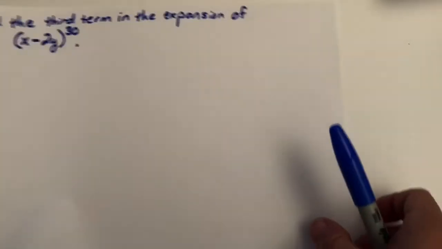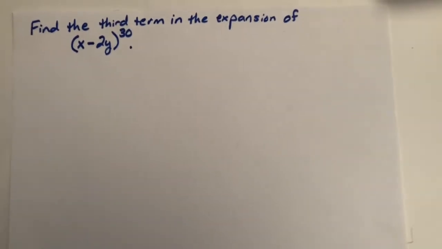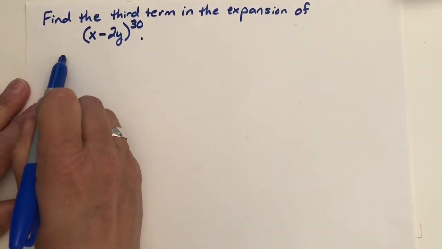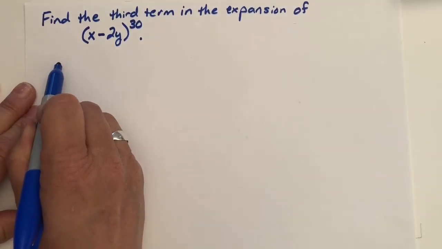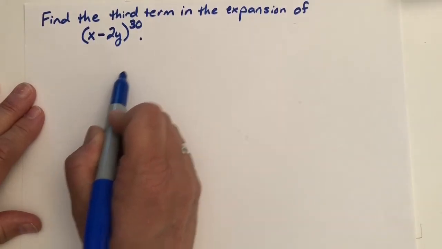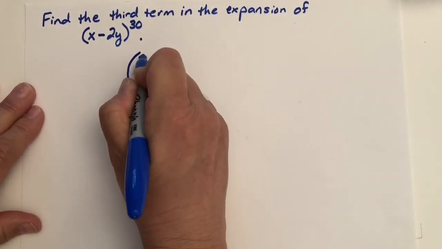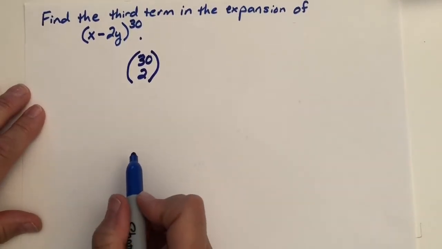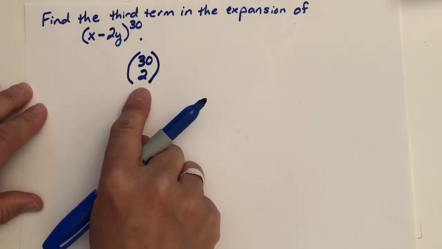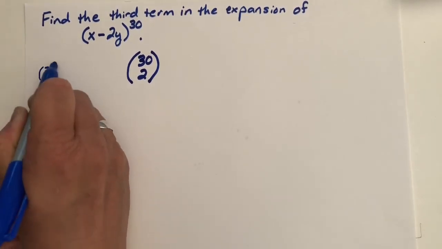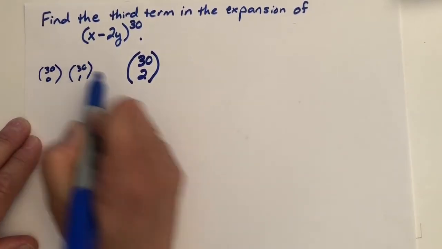Let's let it be this one. Find the 3rd term in the expansion of x minus 2y to the 30th. So we know for the first term, the binomial coefficient would be 30 choose 0. Then we'd have 30 choose 1. Then we'd have 30 choose 2. So this coefficient is 30 choose 2 for the binomial coefficient for the 3rd term. Remember, the first one is 30 choose 0, and the second one is 30 choose 1. So we're at 30 choose 2.